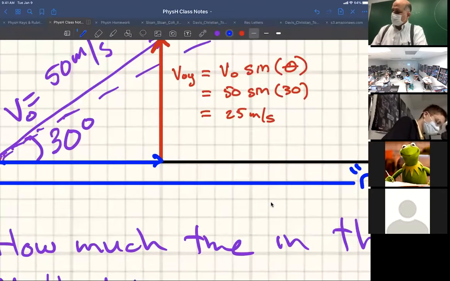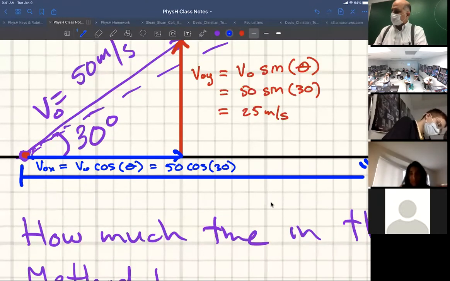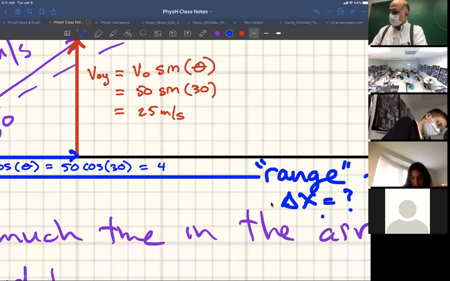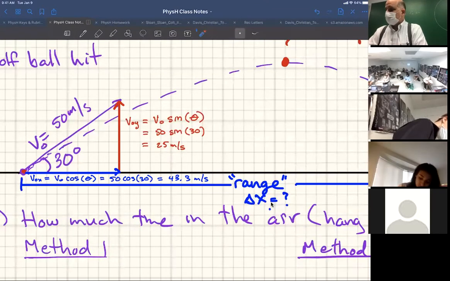Horizontally, V0x is equal to V0 times the cosine of theta. That's equal to 50 times the cosine of 30 in this case, which is 43.3 meters per second. Okay, it's never a bad idea if you've got a projectile to break up the velocity. So the first thing you do could be to get the vertical and horizontal components of the velocity.